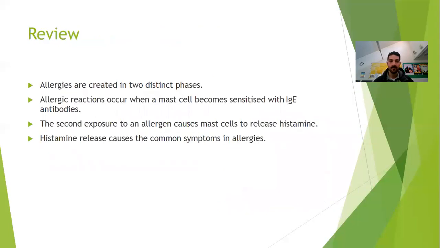So in review, there's the two distinct phases. We've got the sensitization phase and the reaction phase. And it occurs when those mast cells become sensitized with IgE antibodies. And then when we come across the particular allergen again, that histamine is released from the mast cells, and that causes those common symptoms. So for today, we just need to know about the sensitization and the reaction and use pollen as an example of how that occurs. Hope this video helped.